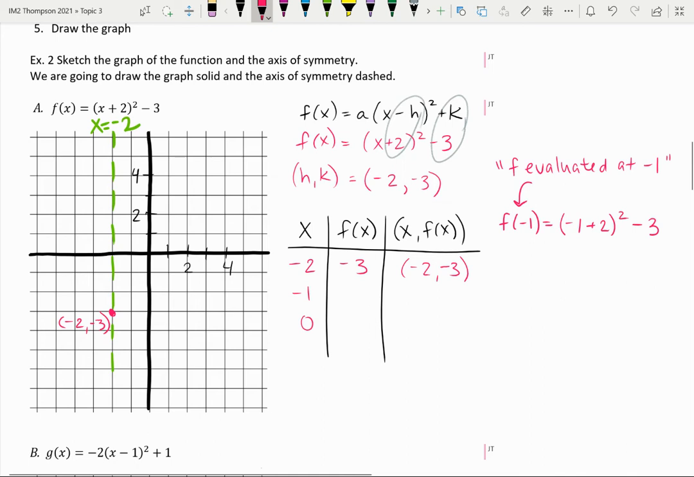Order of operations says I do what's inside the parentheses first. -1 plus 2 is 1. 1 squared is 1. Minus 3 is -2. When x is -1, y, or f of x, is -2. So I plot the point (-1, -2).